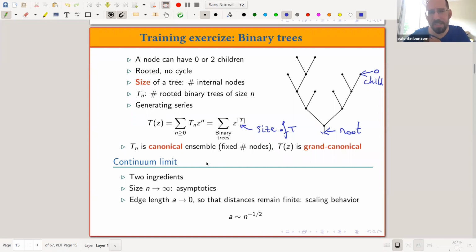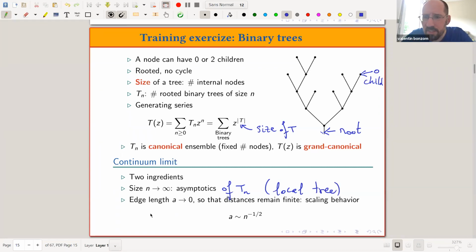So now to get the continuum limit, you need to do two things. Two ingredients. You need to let the size of the trees go to infinity, which means n, the number of internal nodes, goes to infinity, meaning that you look at the asymptotic regime. Okay. You need the asymptotics of Tn. Okay, but that's not enough. If you do that, you're just going to have an infinite tree, okay? And that's called the local limit. So this would be the local limit, where you have an infinite tree.